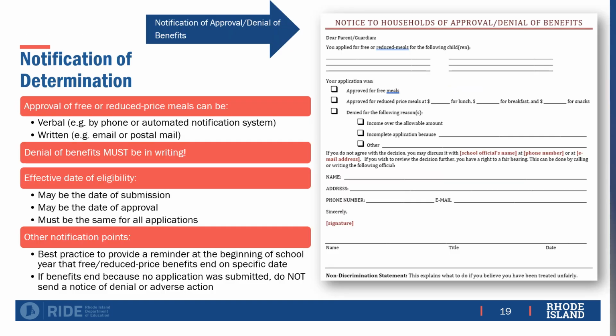As mentioned on a previous slide, eligibility determinations must be made within 10 days of receiving the application. Included in the 10-day time frame for processing applications, you must notify families of the eligibility determination. If the applicant is being denied benefits, the notification must be provided in writing. We recommend using the template notification shown here to ensure the notification has all of the required language.